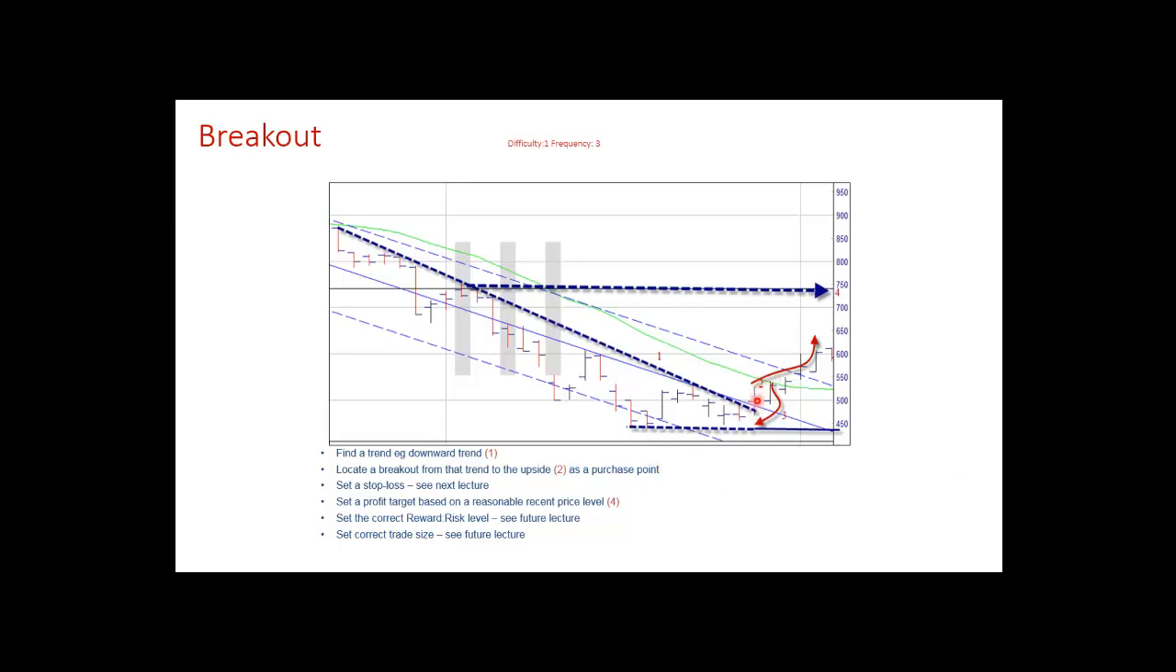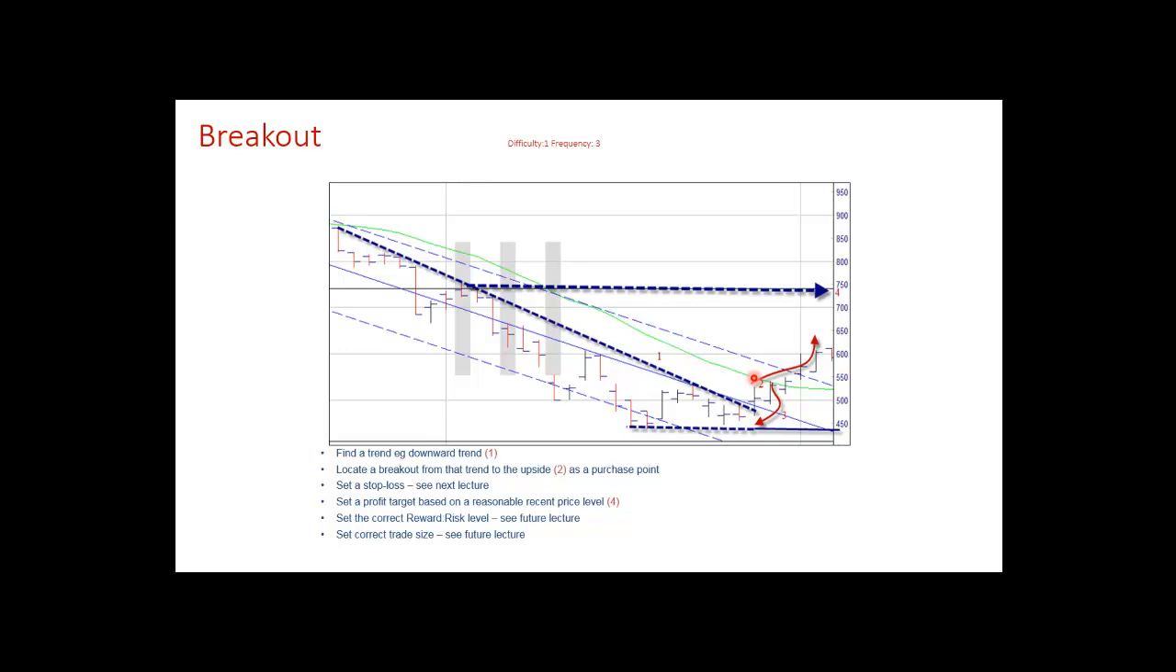Next, you look at a breakout from that trend to the upside as a purchase point. I've labeled that 2. This is where the price has broken out. You can see it's broken out from the downward trend, because when you draw that down trend line, you see the price has moved up above it. That's point 2. And that's where, of course, you get the breakout.